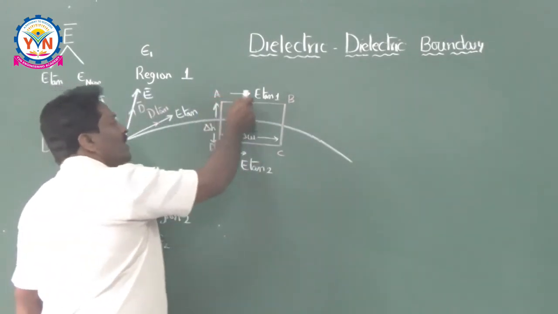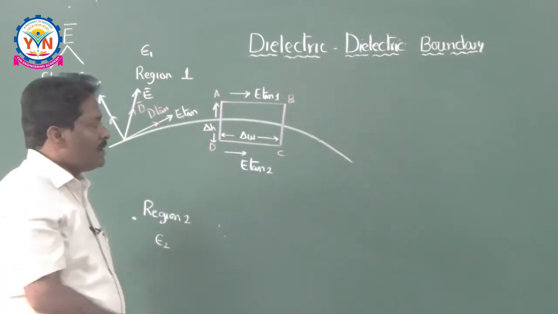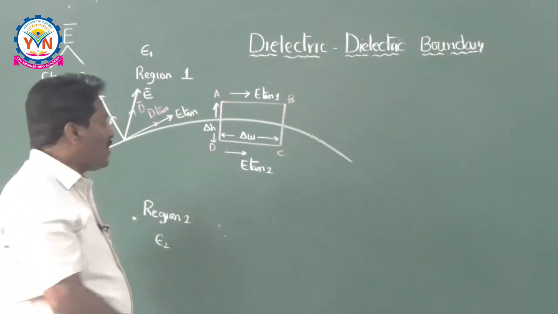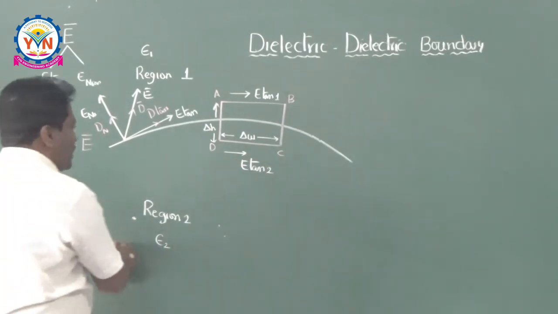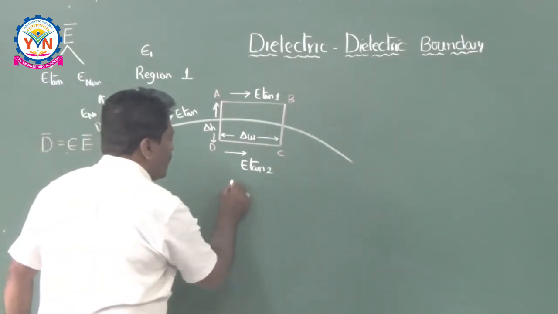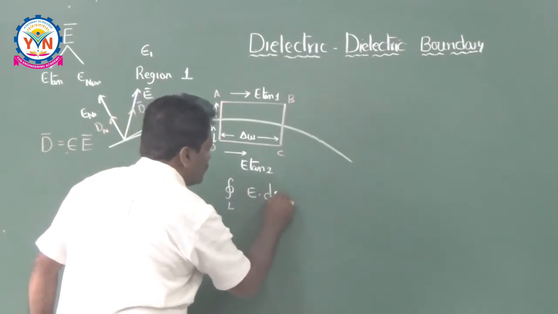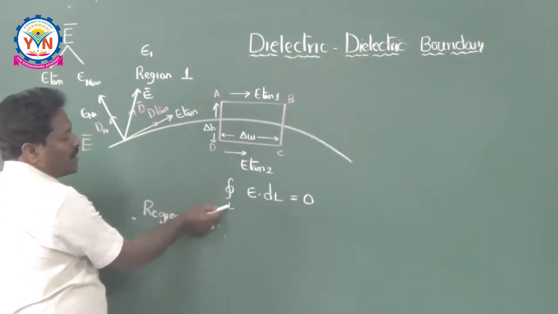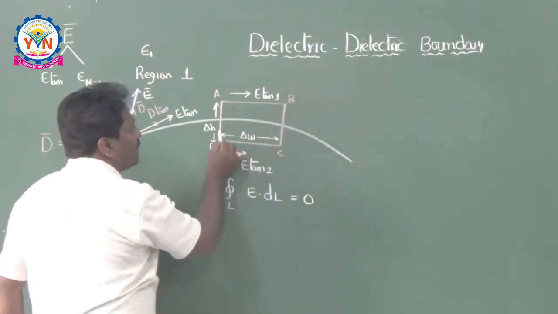Once you take this rectangular section across the boundary, you can apply the law of conservative field. What is the law of conservative field? The closed line integral of E dot dl is equal to 0. This is nothing but the law of conservative field. You have to close these lines, which means you integrate from A to B, B to C, C to D and D to A.